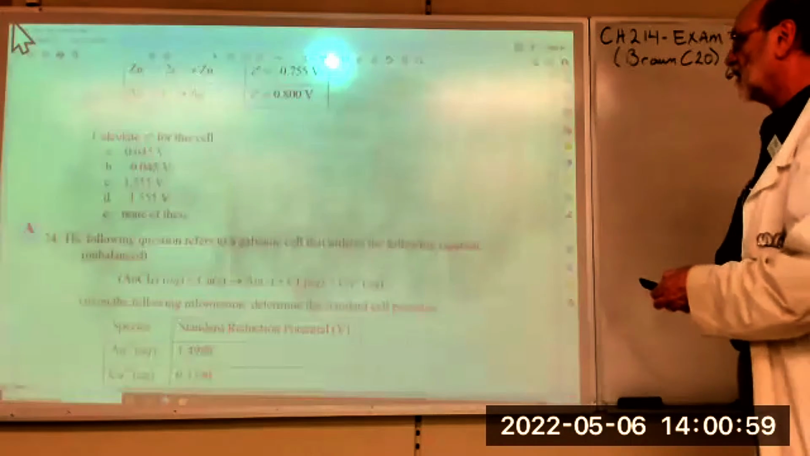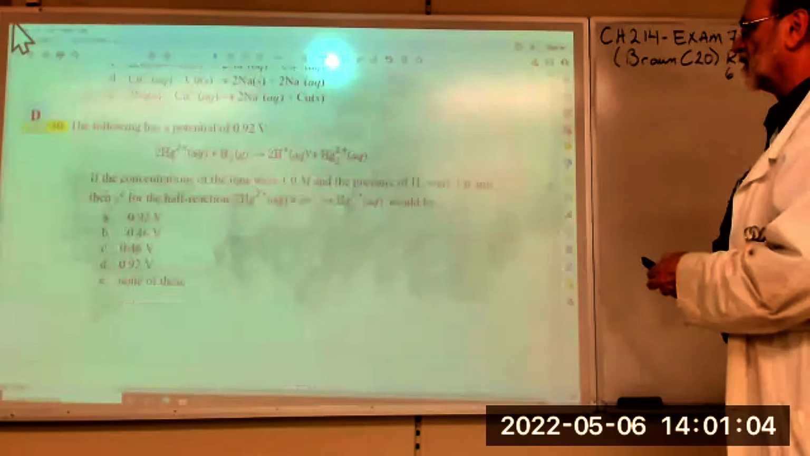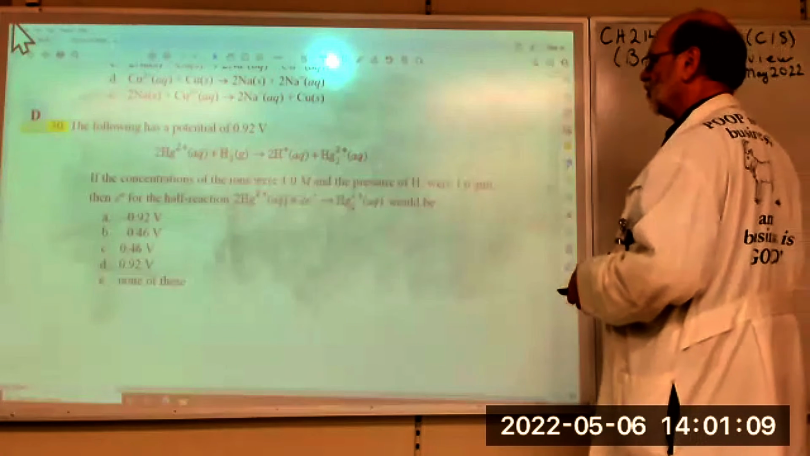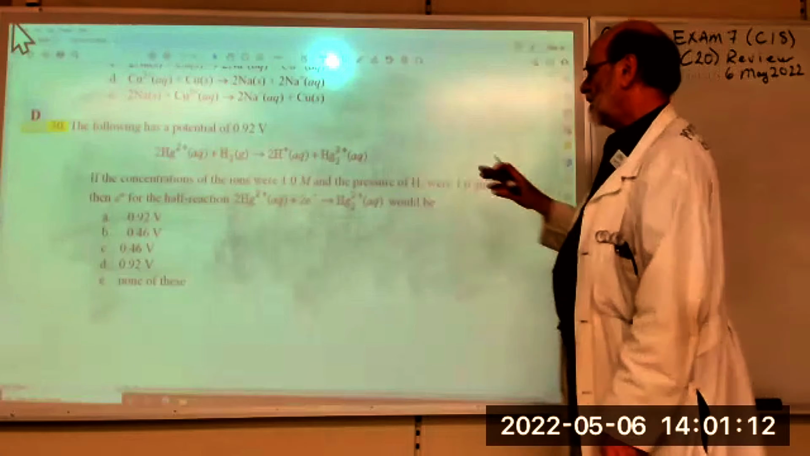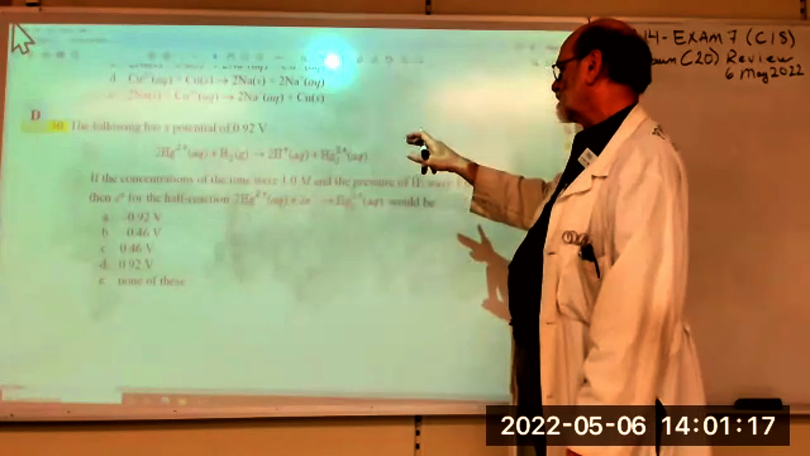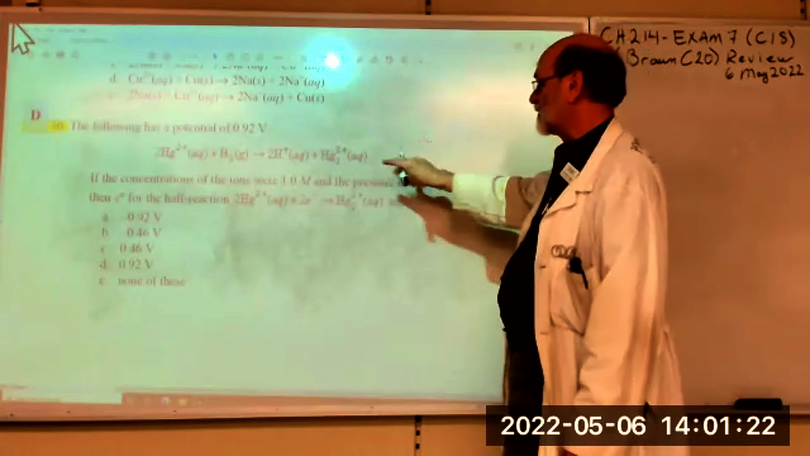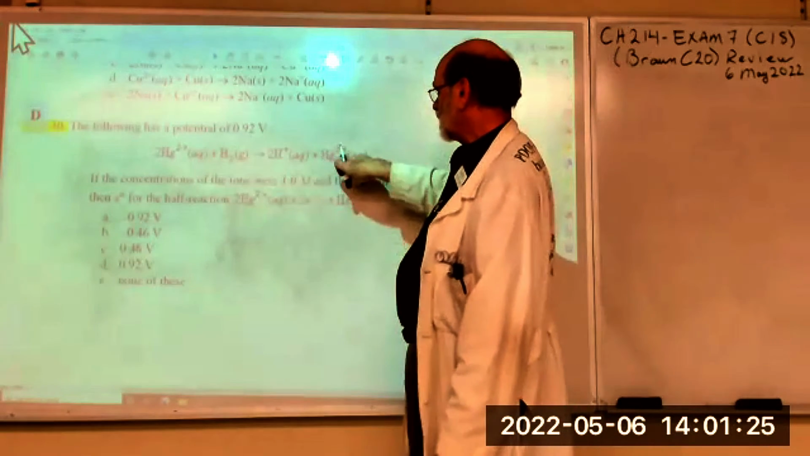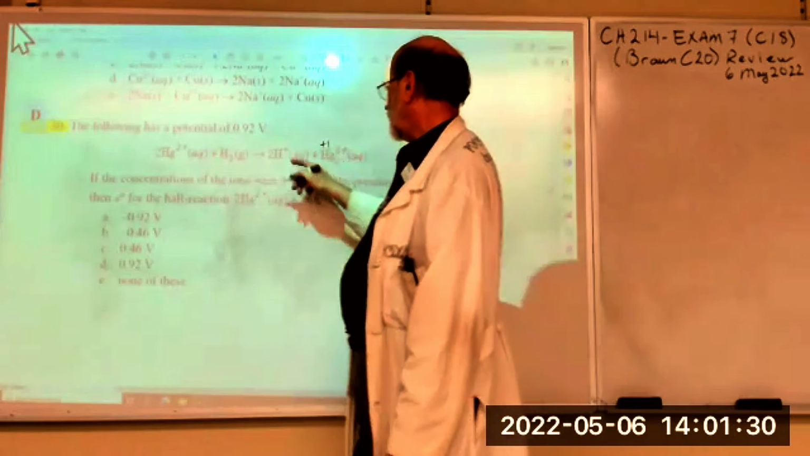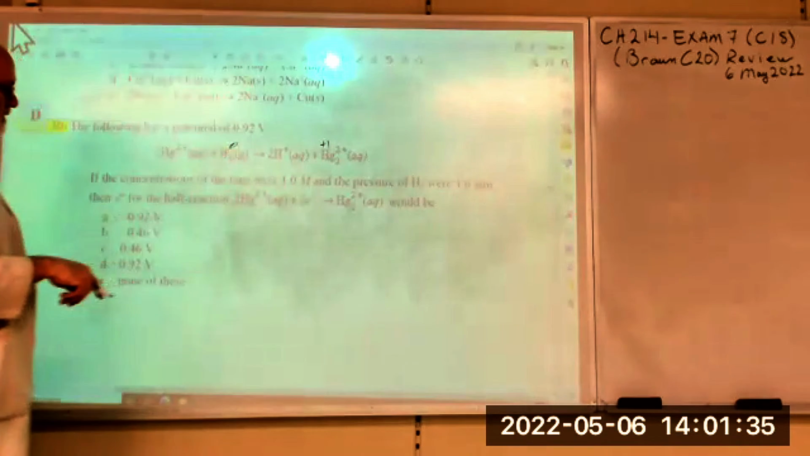All right. Let's see. Looks like we've got a lot of repetition in here. Here's one. The following has a potential of 0.92 volts. Mercury 2 plus, hydrogen, protons, and mercury 1 plus, right? So this is 2 mercuries with a 2 plus, but now this is plus 1. And that's a plus 1. This is a 0. And that mercury is a 2 plus.